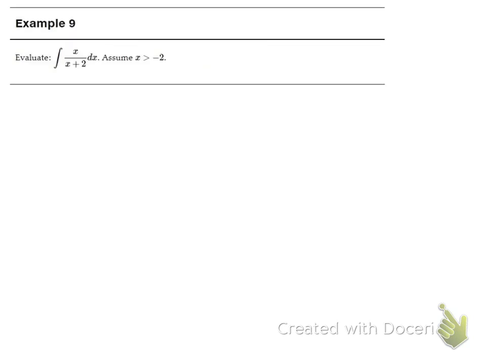Okay, now let's look at this example. Now we have the integral of x divided by x plus 2, and you can see we're told to assume that x is greater than negative 2. So we don't know how to take the integral of this right away, so we need to use U-substitution.